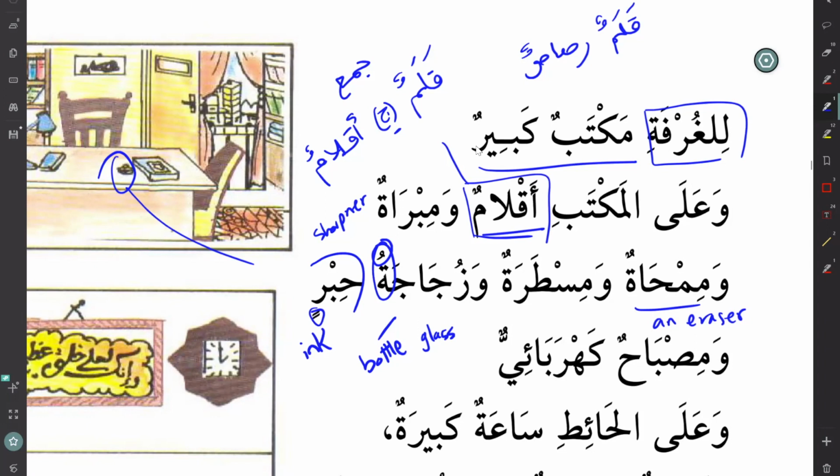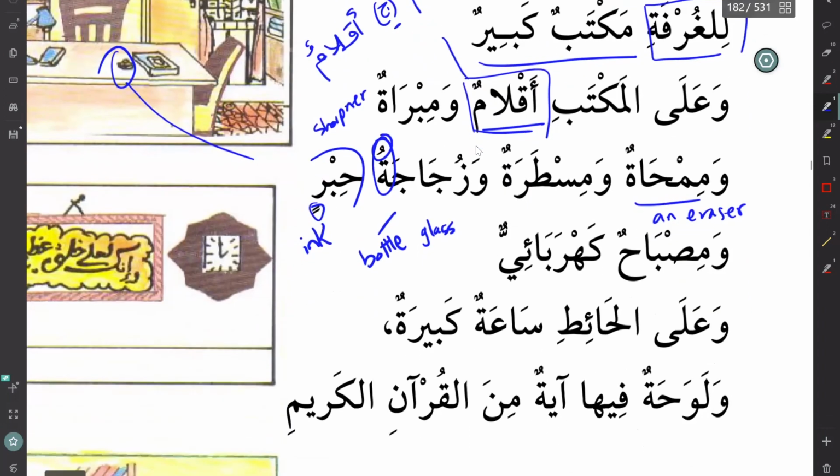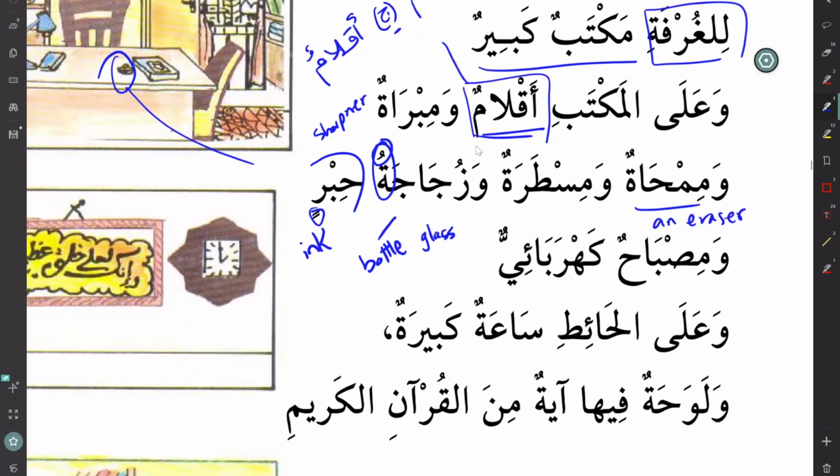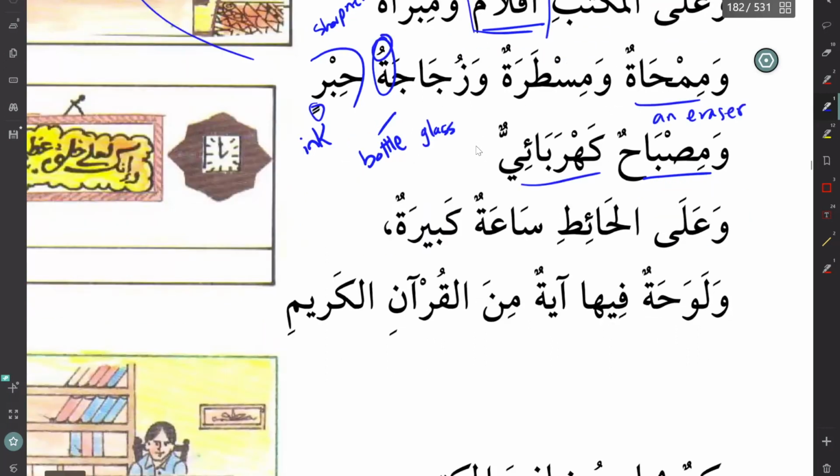We use ball pens, right? Now, wa misbahun kahrabaiyun, and an electric light. Misbah is light and kahraba is electric. So an electric light. Wa ala al-ha'it, and on the wall, sa'atun kabira.